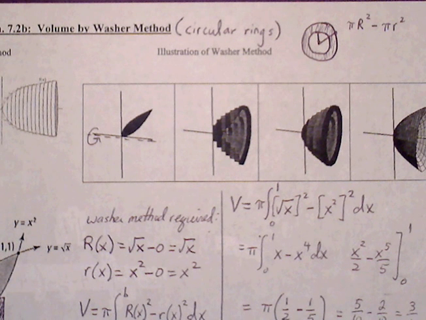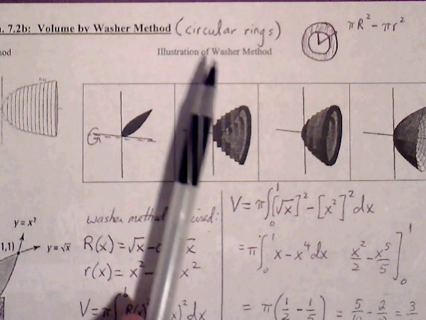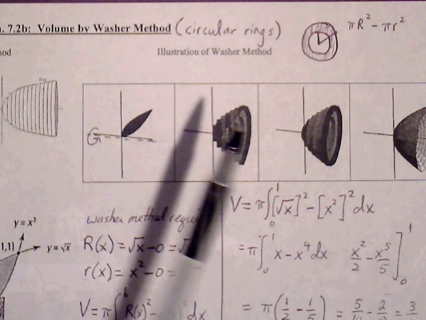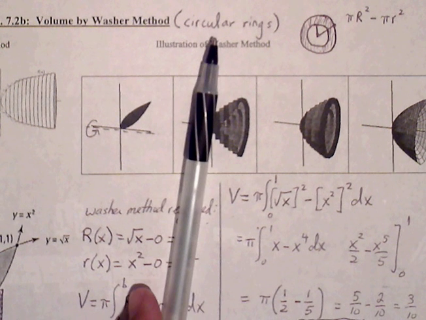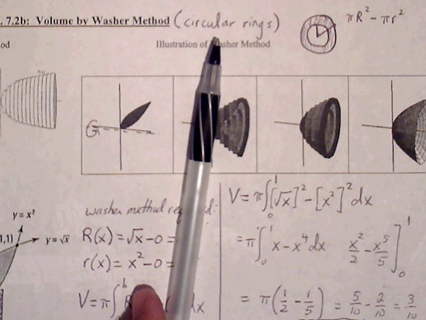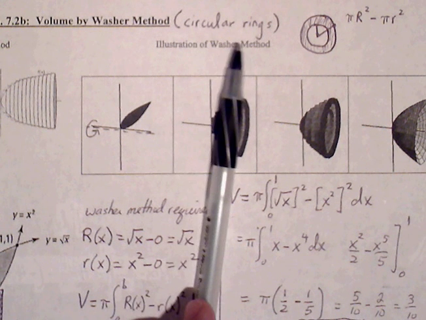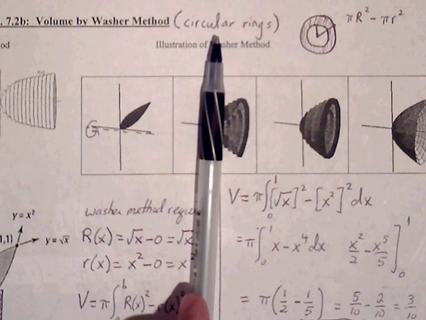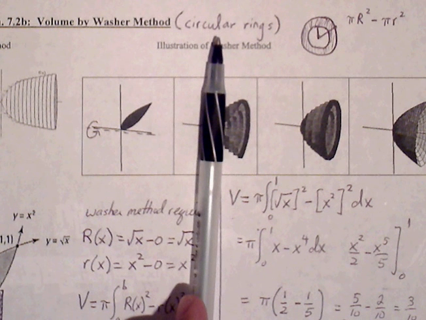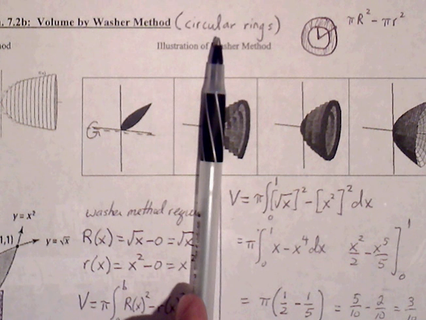Okay, this next section for volume is 7.2b. So this is finding volume by the washer method. And we can also think of these as circular rings. Before, what we were doing with this method was adding infinite numbers of cylindrical disks to get to the volume of an object. But now we're going to be adding infinite numbers of circular rings to get to the shape or the volume of our object.